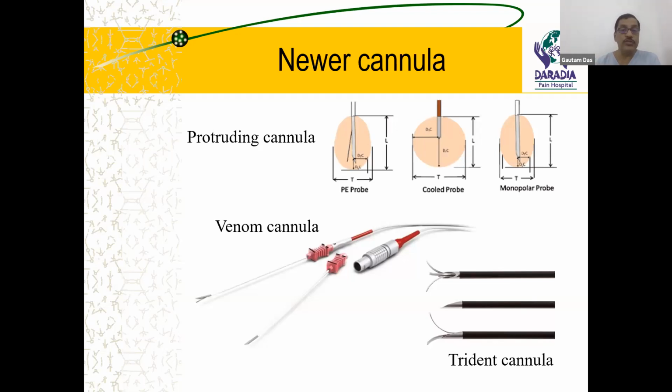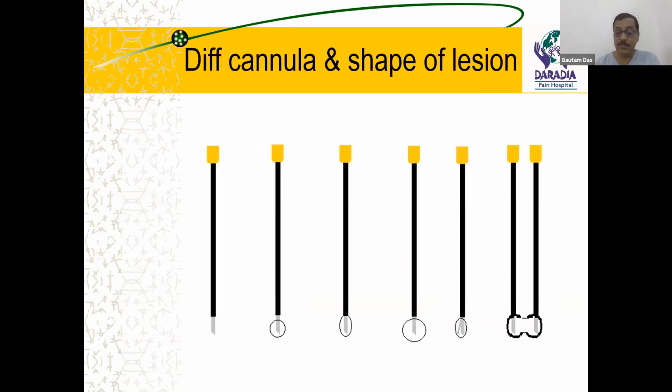The study says the cooled radiofrequency gives the largest size of the lesion. So there are different cannulas and different shapes of the lesion. For the cooled radiofrequency, you will have a very large one. This is for the pulse radiofrequency. This is for the conventional one. This is for the protruding cannula, and this is for the bipolar. But bipolar can give a large size lesion.